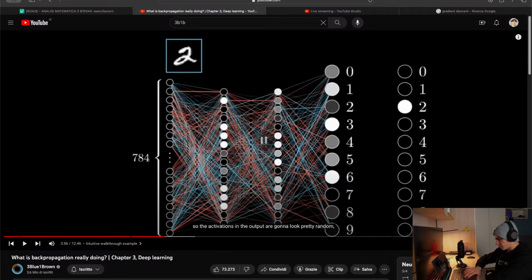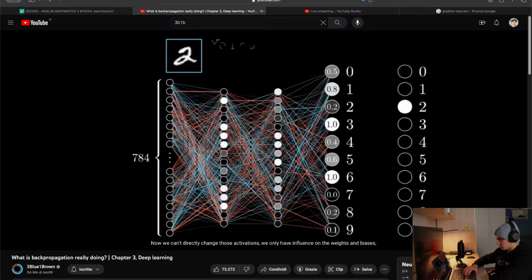The activations in the output are going to look pretty random. Maybe something like 0.5, 0.8, 0.2, on and on. Now we can't directly change those activations.